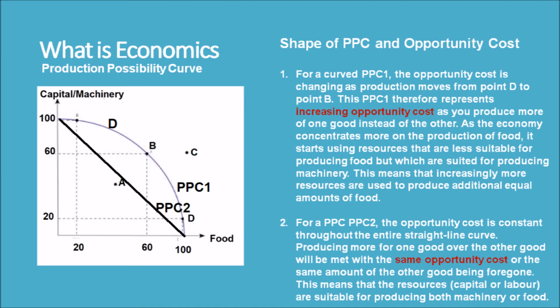2. For PPC2, the opportunity cost is constant throughout the entire straight line curve. Producing more of one good over the other good will be met with the same opportunity cost, or the same amount of the other good being foregone. This means that the resources, capital or labor, are suitable for producing both machinery and food.